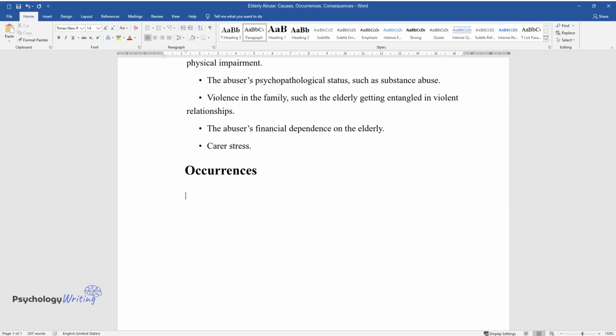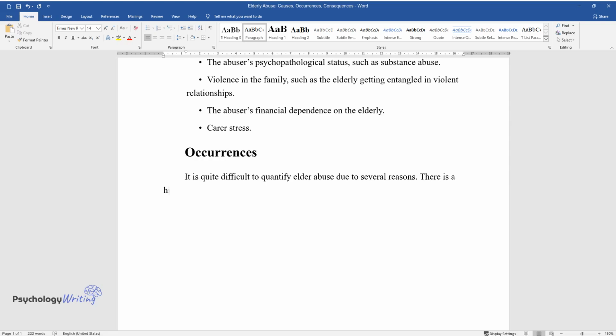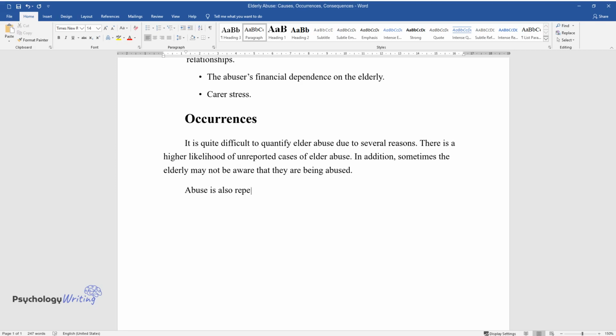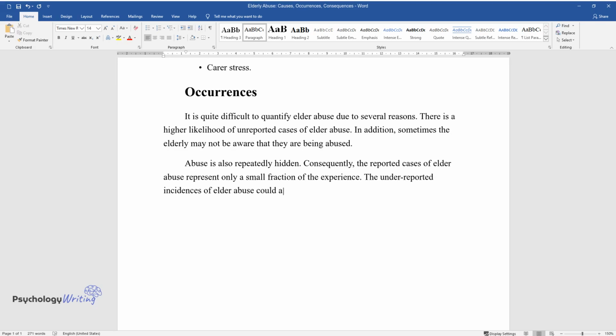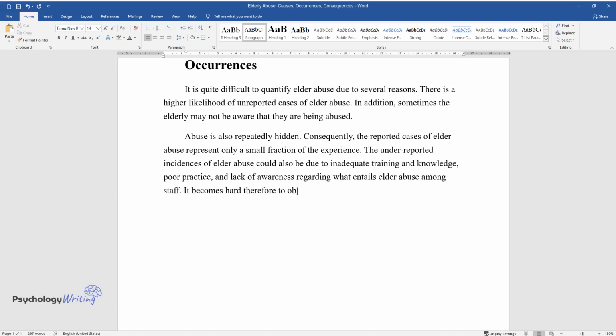Occurrences. It is quite difficult to quantify elder abuse for several reasons. There is a higher likelihood of unreported cases. In addition, sometimes the elderly may not be aware that they are being abused. Abuse is also repeatedly hidden. Consequently, the reported cases of elder abuse represent only a small fraction of the experience. The underreporting could also be due to inadequate training and knowledge, poor practice, and lack of awareness regarding what entails elder abuse among staff. It becomes hard, therefore, to obtain robust evidence.